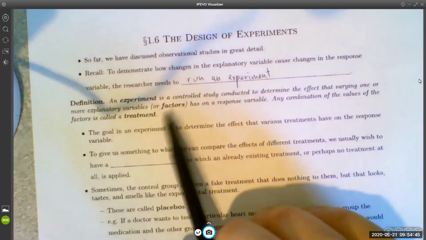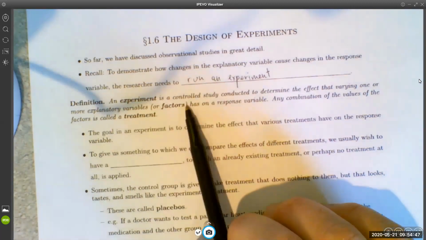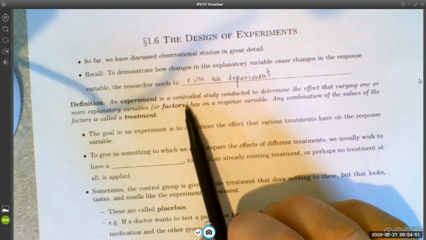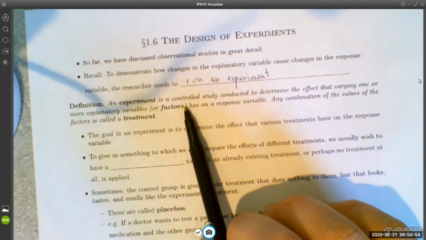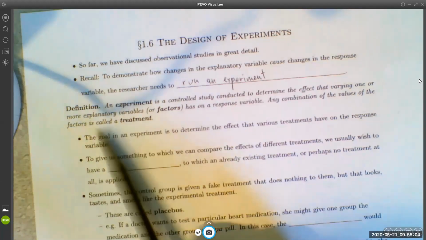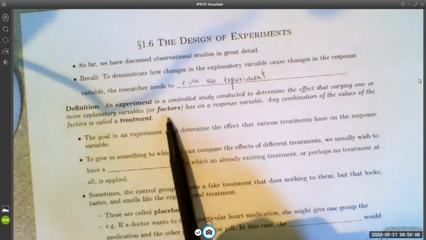An experiment is a controlled study. Controlled study meaning that everything except for the explanatory variables are held constant, okay? So it's a controlled study conducted to determine the effect that varying one or more explanatory variables has on the response variable. Explanatory variables are sometimes called factors, right?